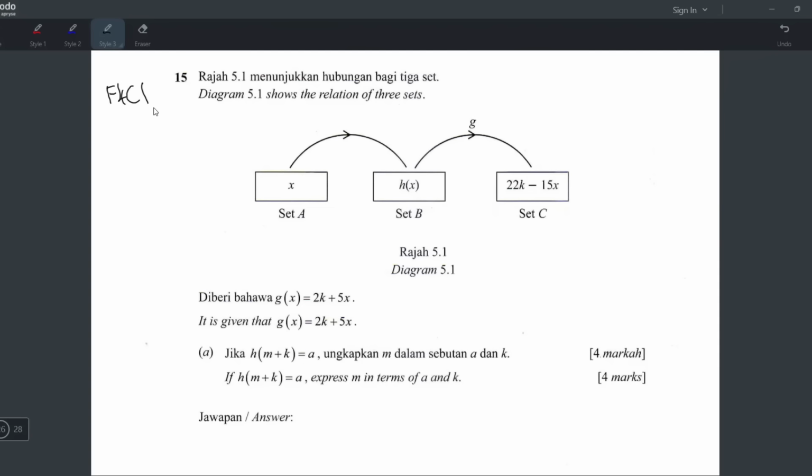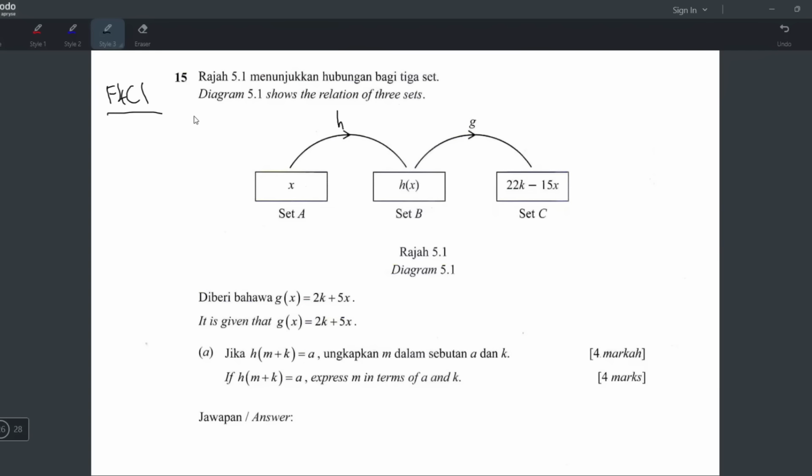It's from chapter 1, the function. Okay, now let's see. X goes to h(x), set A, it means this one is function h. Right? From here to here, this is function h. But they never give us the h(x) function. And then they say h(x), after doing g, you get this.